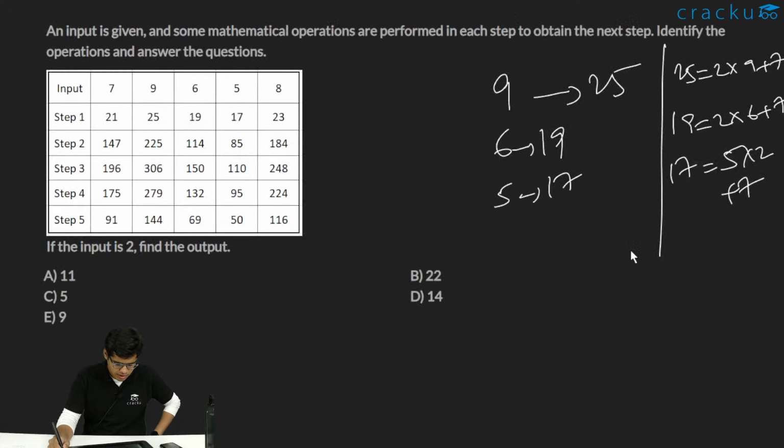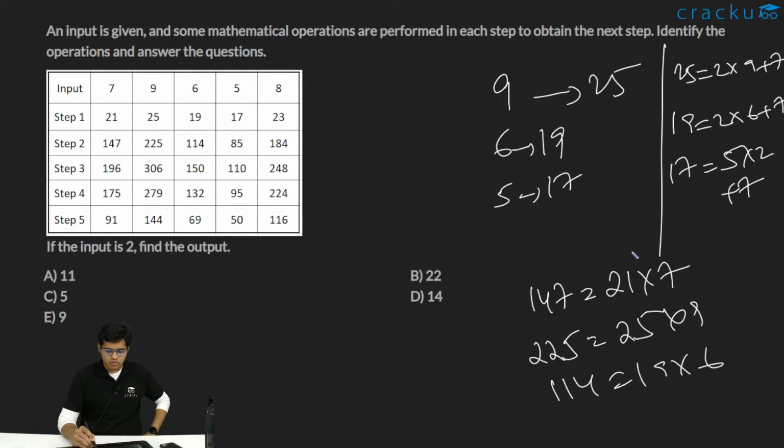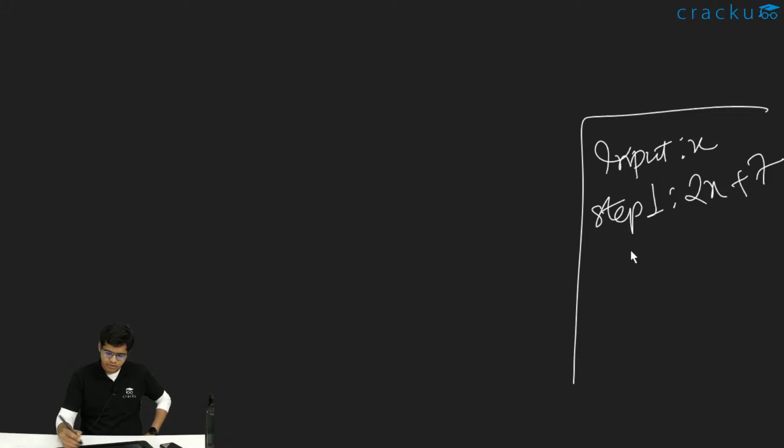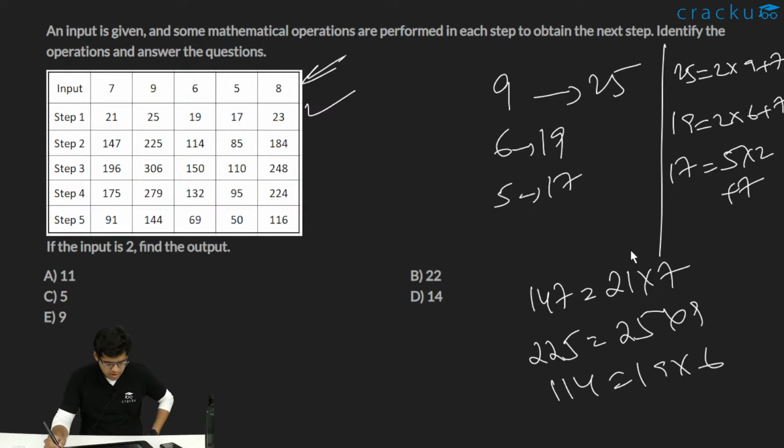Then 21 is getting converted to 147. 147 is 21 into 7. 225 is 25 into 9. 114 is 19 into 6. Whatever output you get in step 1, just multiply it with the input. So step 2 is 2x plus 7 into input, so it is 2x square plus 7x. This is step 2. Then step 3.